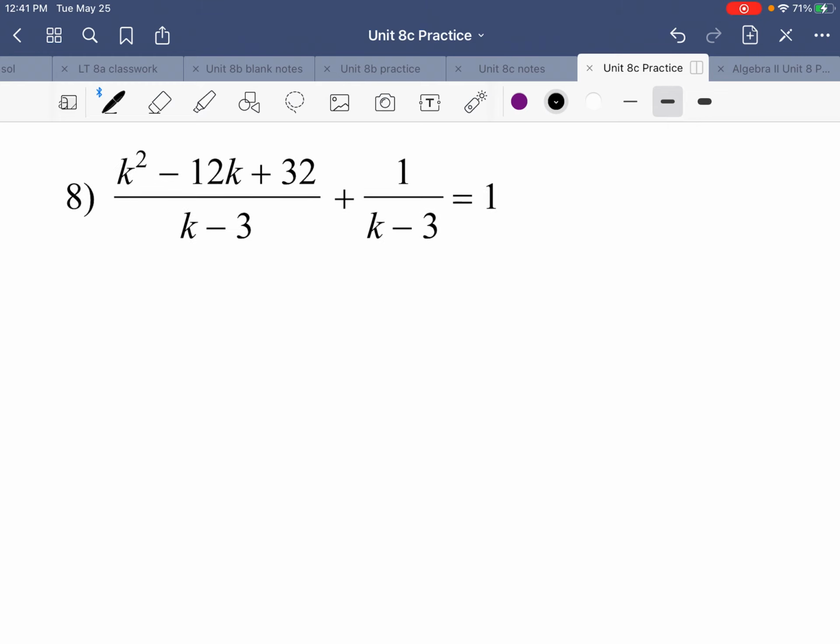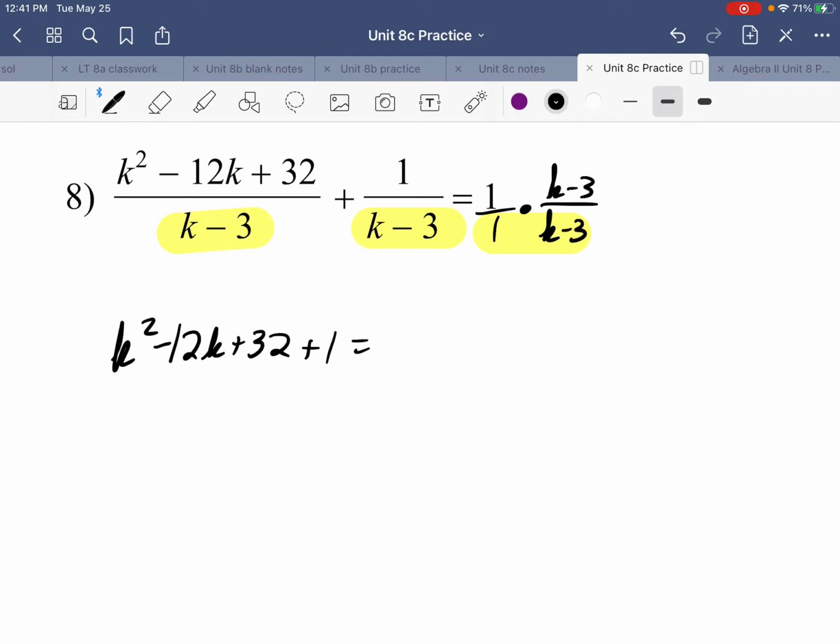And the last problem, number 8. We have 1 over 1 as a denominator of our last term. Each denominator, looking at k minus 3, nothing to factor there. They're both linear binomials. The last denominator we're going to need to have multiplied by k minus 3. Now we have all like terms. 1 times k minus 3 is k minus 3. Let's look at our numerator. We have k squared minus 12k plus 32 plus 1 equals 1 times k minus 3, which is just k minus 3.